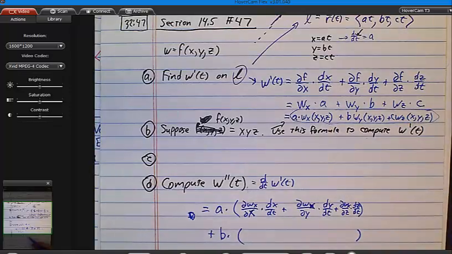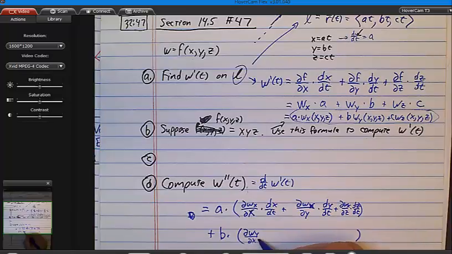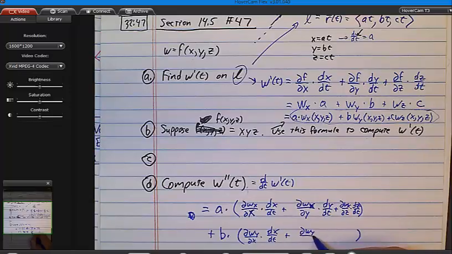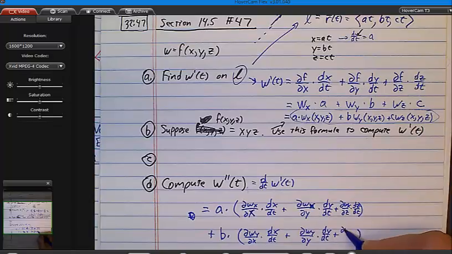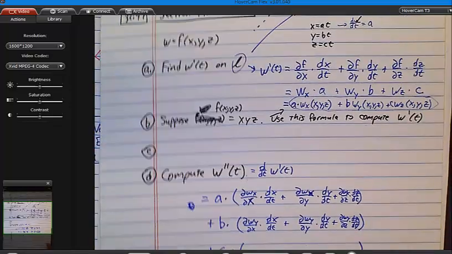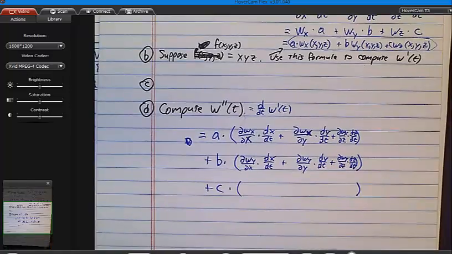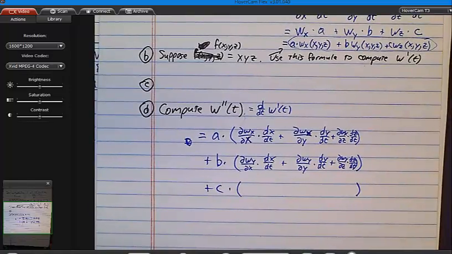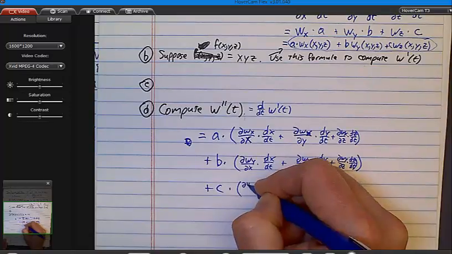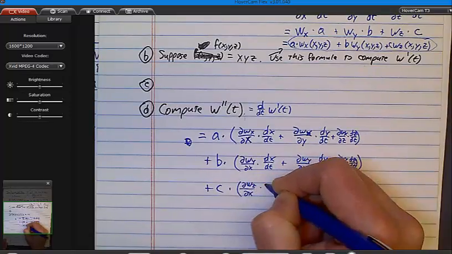Plus, what's the next thing I need? It's B times partial of Wy with respect to x times dx dt, plus partial of Wy with respect to y times dy dt, plus partial of Wy with respect to z times dz dt. I think I made these parentheses just a little too close. Plus more. What's the last piece? Take the partial of Wz with respect to x times dx dt.